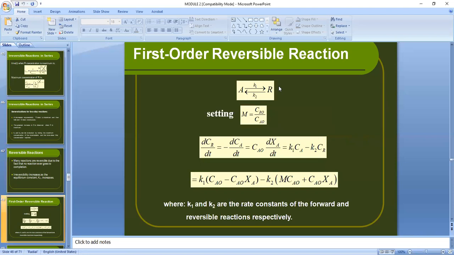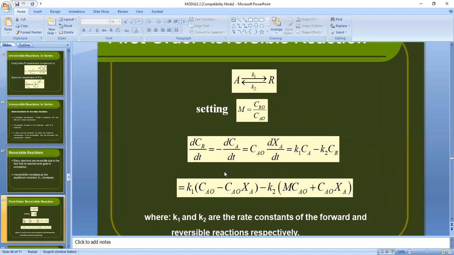I'm sure you can still recall that when you write the net rate equation, either in terms of the product or of the reactant for a reversible reaction, it's in the form of a net rate equation. As you can see here, the rate of reaction in terms of reactant A is equal to K sub 1 C sub A. It's being consumed in the forward reaction and it's being produced in the reverse reaction. So minus K sub 2 C sub R.